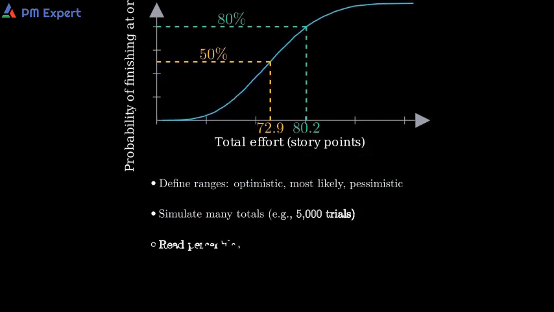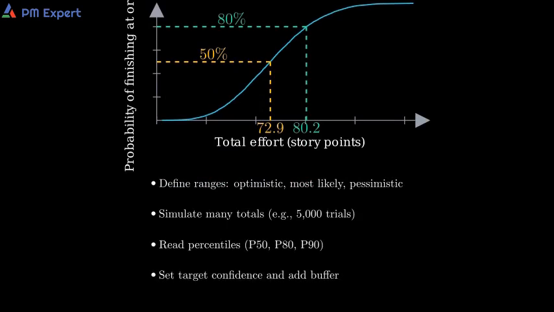In practice, follow these steps. 1. Define ranges for each item: optimistic, most likely, and pessimistic. 2. Sample from each range and sum to get one total. Repeat many times, for example 5,000. 3. Read percentiles from the resulting distribution. 4. Choose a confidence target and add a buffer to reach it.